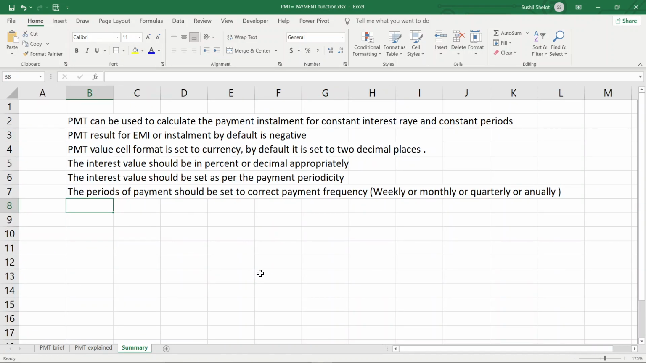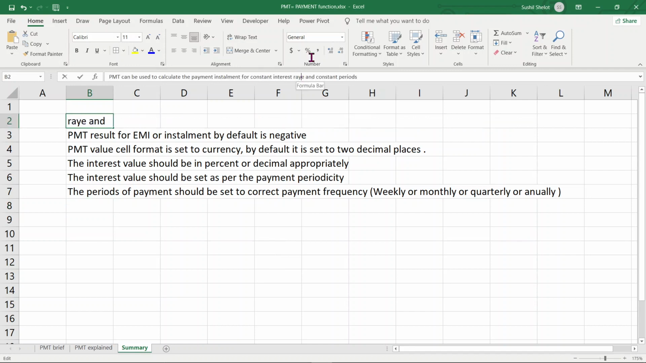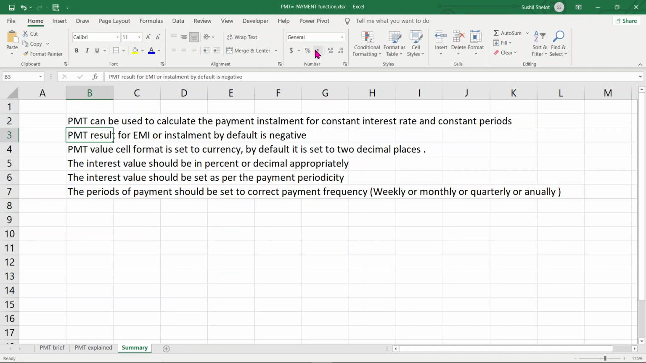So PMT can be used to calculate the payment installment for constant interest type and rate of interest. Right? So let me correct the spelling here. So it is constant rate and constant periods. The next thing is PMT result for EMI or installment by default is negative. That's what we studied, because this money has to go out from the pocket of the payer. The next thing is PMT value cell format is set to currency. By default, it is set to 2 decimal places.